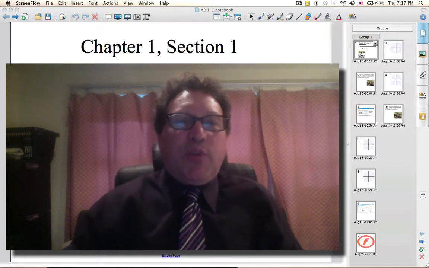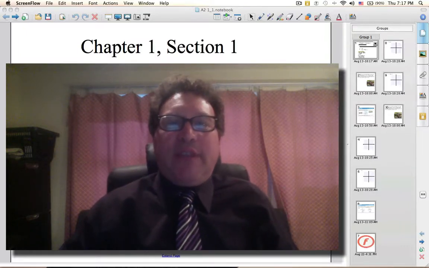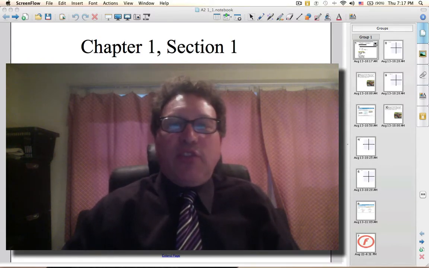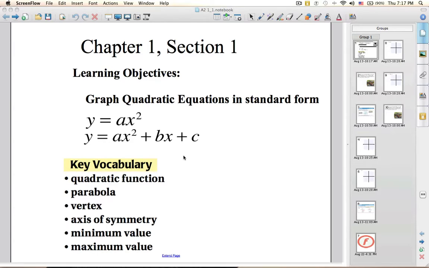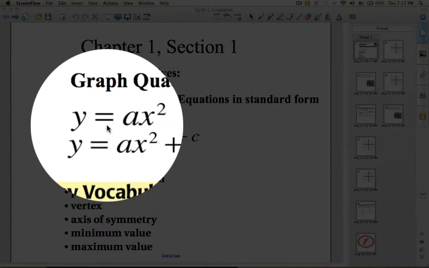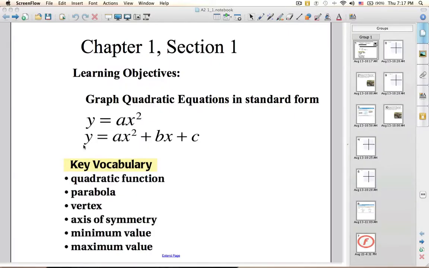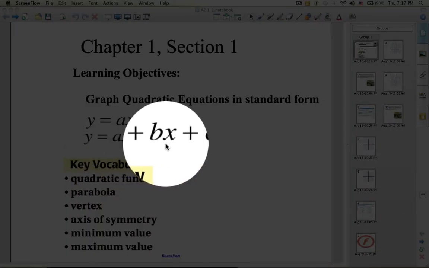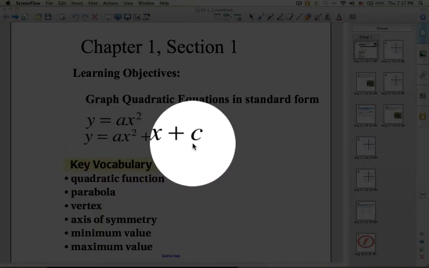So in Chapter 1, we're going to be studying quadratic functions. Here we're going to be looking at quadratic functions in standard form, and our learning objectives are going to be to graph these quadratic functions. So a quadratic function in standard form has a root equation, y is equal to ax squared, and the full standard form is y is equal to ax squared plus bx plus c.